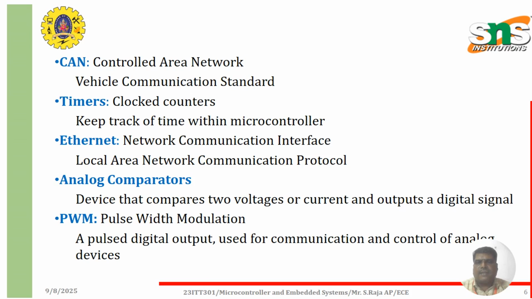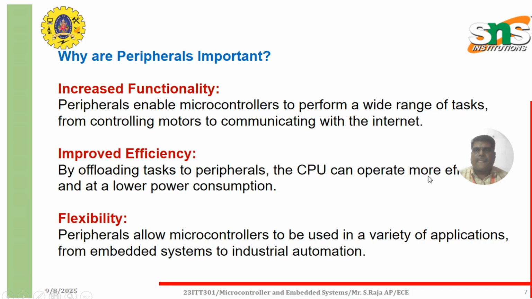Analog comparators are devices that compare two voltages or currents and output a digital signal. PWM, that is the pulse width modulated signal, is a pulsed digital output used for communication and control of analog devices. So these are some examples of the peripherals.